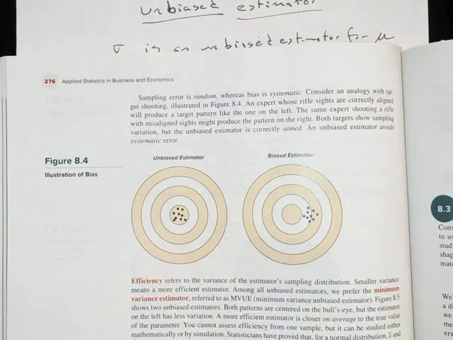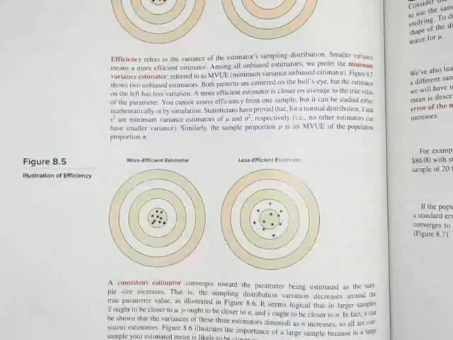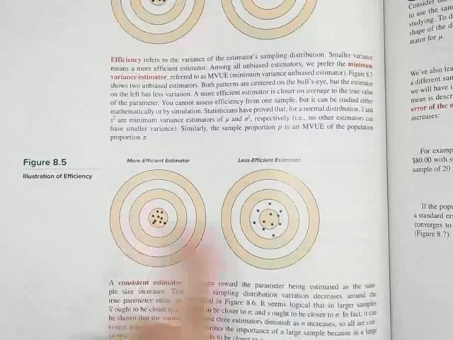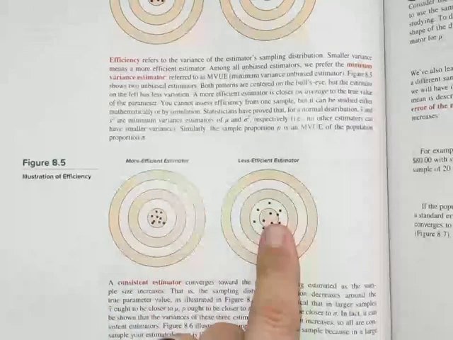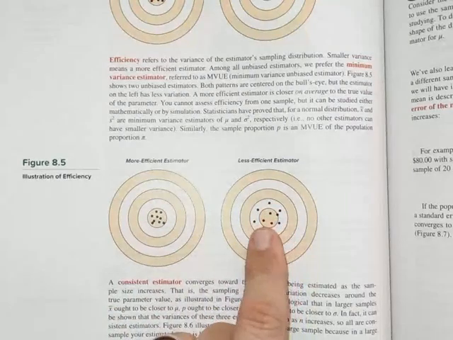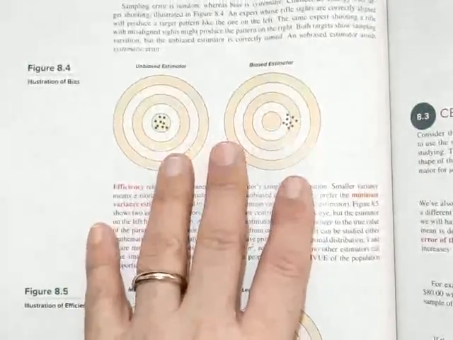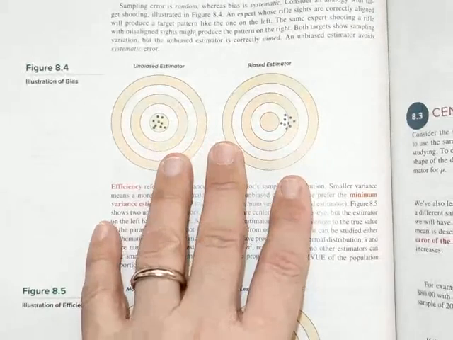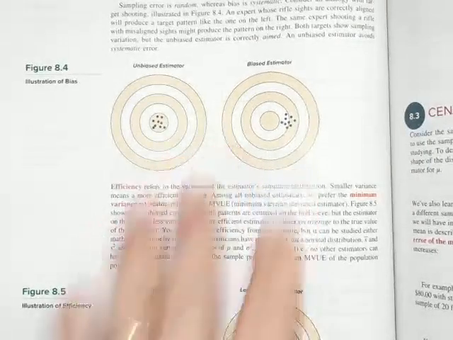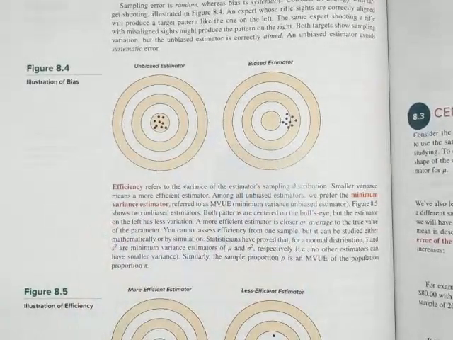On the other hand, somebody with more variation will have targets that look like this. This person is centered. This person is centered, but this one has more variation in it. Their estimator is less efficient than this one on the right. So bias is a systemic difference that doesn't change the efficiency. Efficiency allows for more spread.